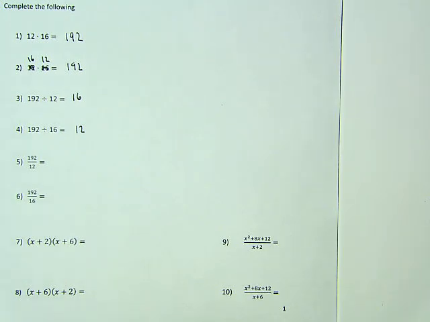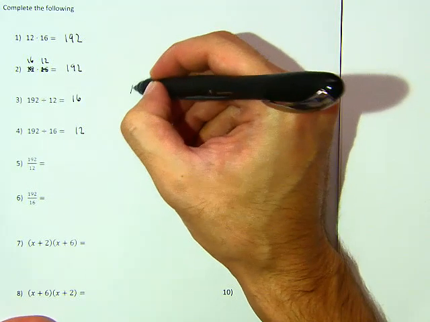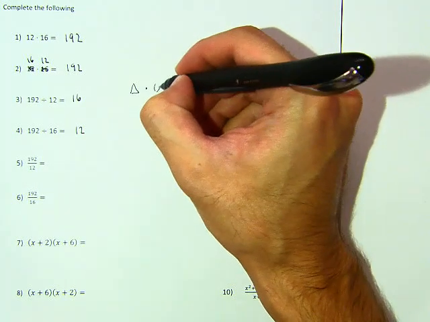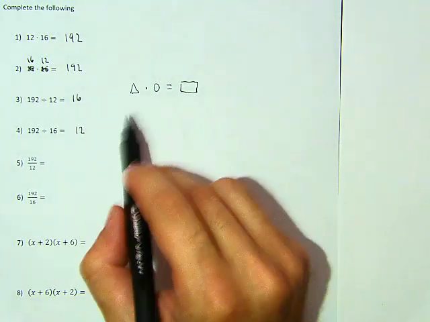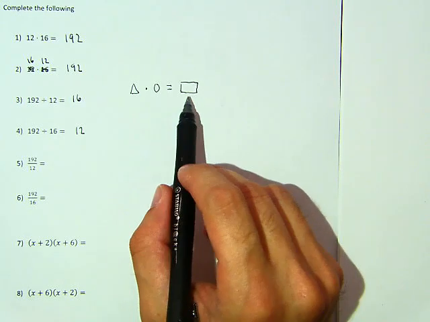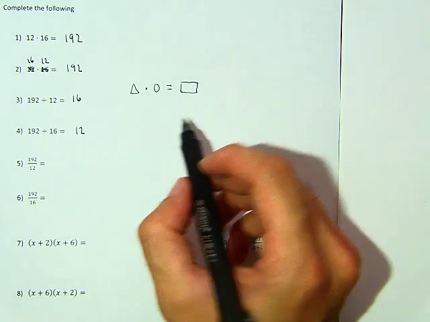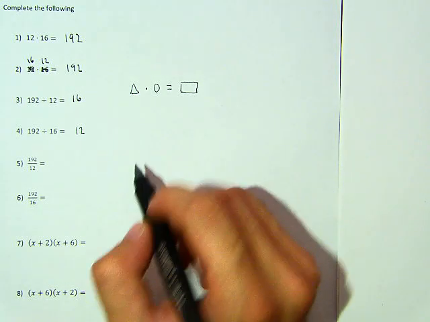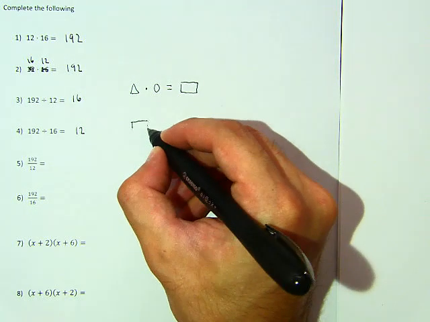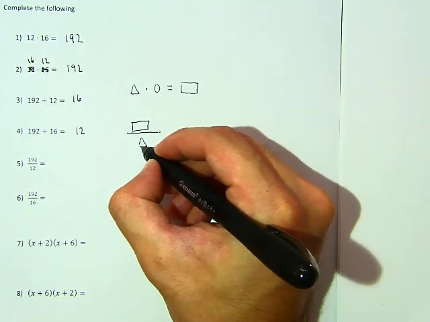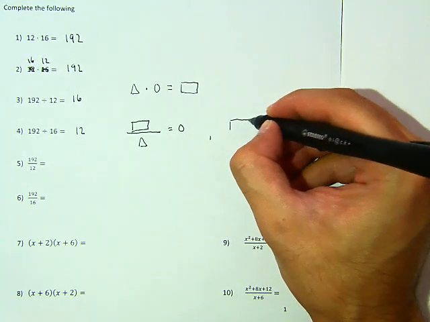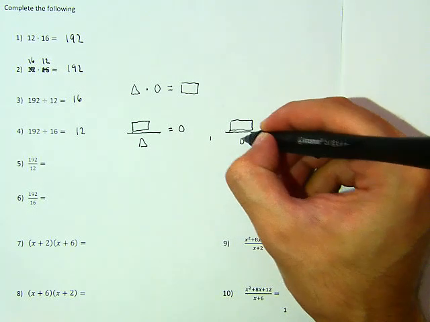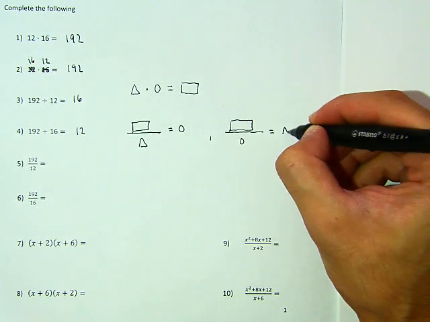If I know that, let's say, triangle times circle is rectangle, and I know this looks crazy at first, what else has to be true is that if I do this rectangle divided by this triangle, it has to be circle. And if I do rectangle divided by circle, it has to be triangle, right?